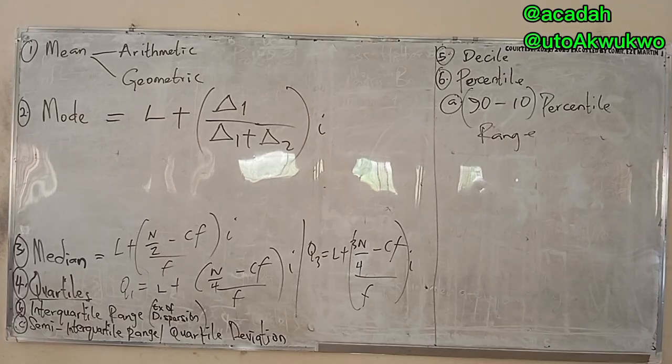So let's start with the first one. Write for me measures of location for grouped data. Measures of location. So example 1, that's what we want to do.